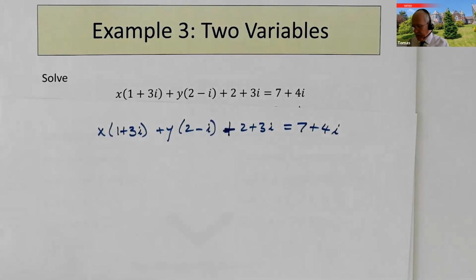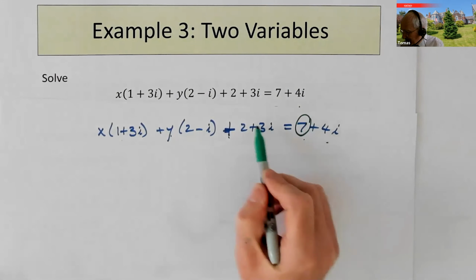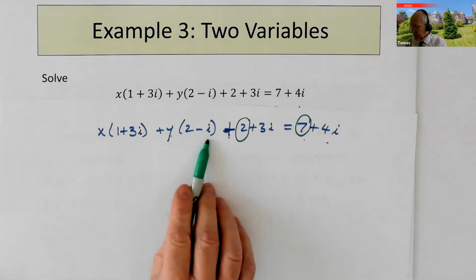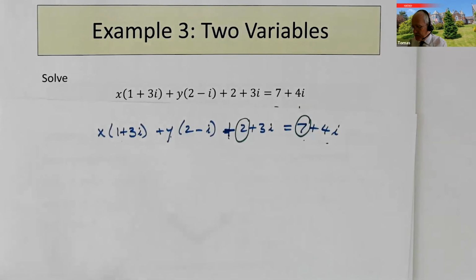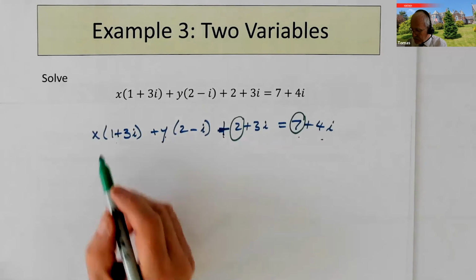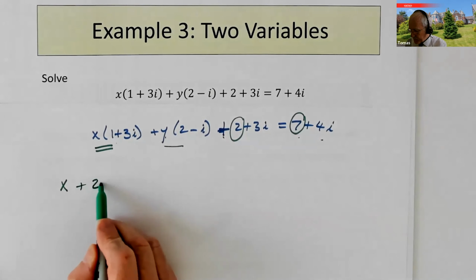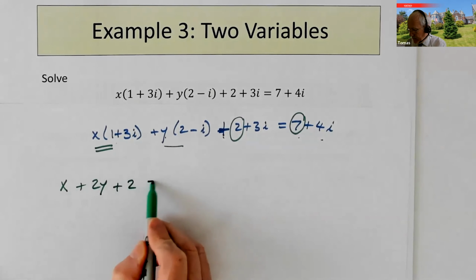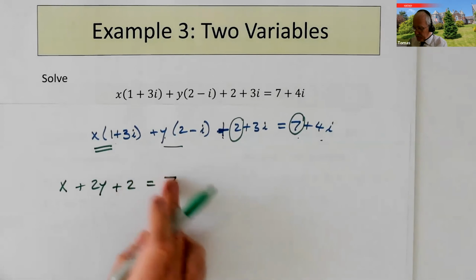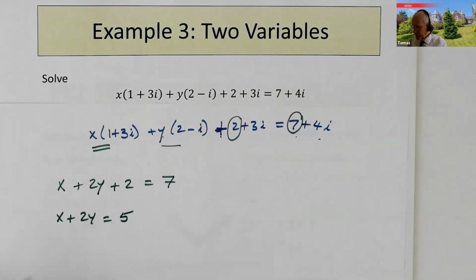So again, we look at it and say, which of these are real? Like the 7 is real and the 2 would be real. And which of these are imaginaries? Anything with the i's would be imaginaries. So let's just split the real parts apart. That's x, that's 2y, plus 2 is 7. Or if we wanted to put the 2 on the other side, we'd say x plus 2y is 5.